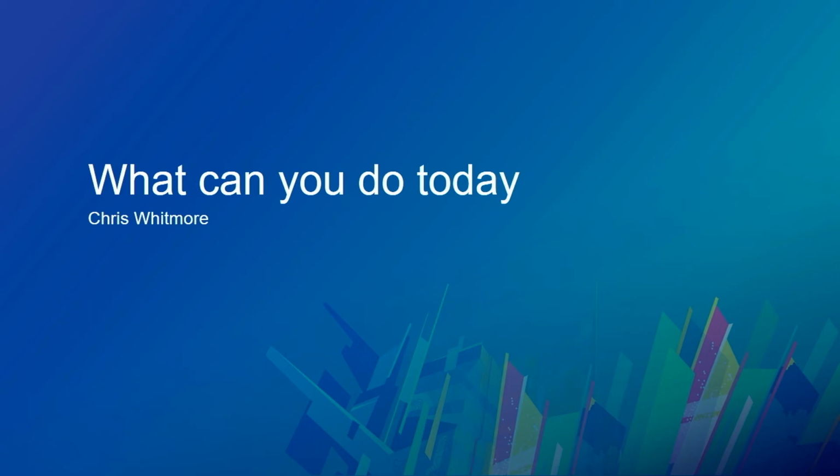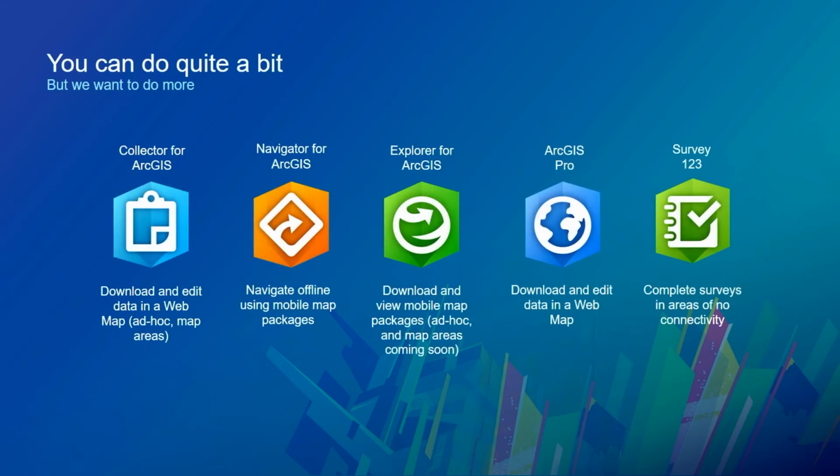All right, so what can you do today? Well, first, as Paul mentioned, you can write with a pen and paper. But I think we were far past that. So the question is more, what can you do with ArcGIS apps today if you want to go offline in the field? Well, a few things. First, and I'm sure many of you are already aware, you can go offline with Collector. You can download and edit data in a web map, and there are a couple of different ways you can take your map offline. You can set things up for going in the field.